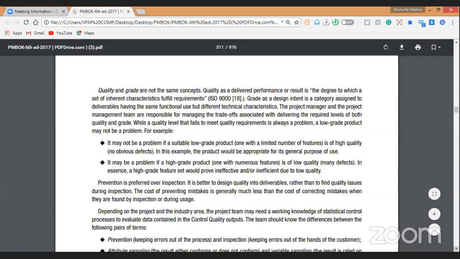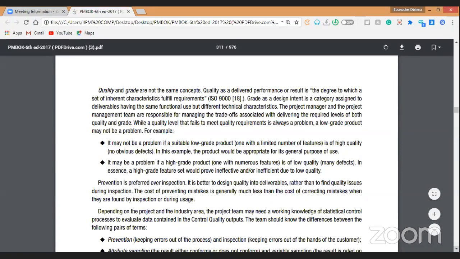So the project manager and the project management team are responsible for managing the trade-offs associated with delivering the required levels of both quality and grade. While a quality level that fails to meet quality requirements is always a problem, a low-grade product may not be a problem. For instance, a suitable low-grade product, one with a limited number of features, may be of high quality, with no obvious defects. In this example, the product will be appropriate for its general purpose of use. It may be a problem if a high-grade product, one with numerous features, is of low quality, with many defects. In essence, a high-grade feature set would prove ineffective and/or inefficient due to low quality.